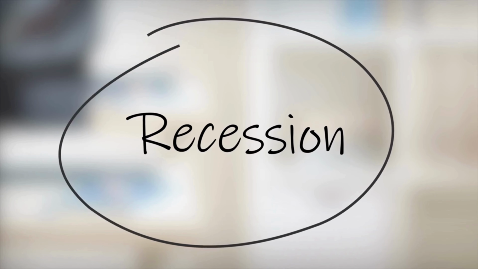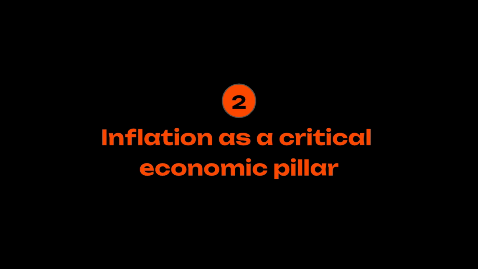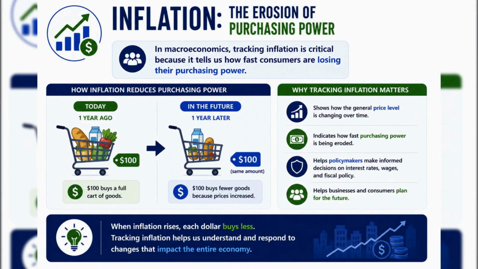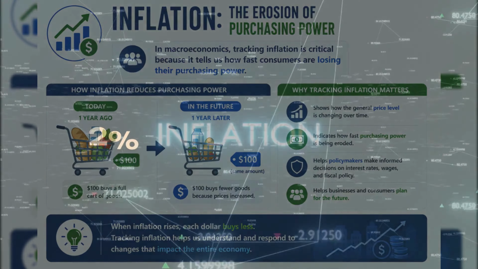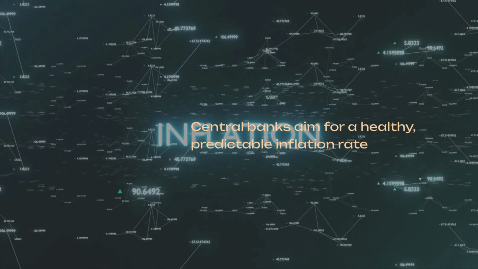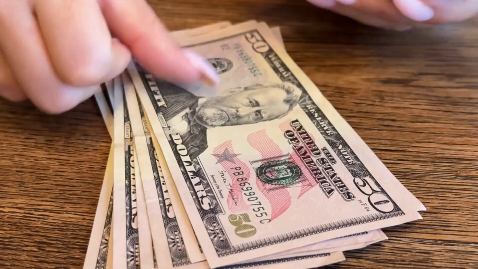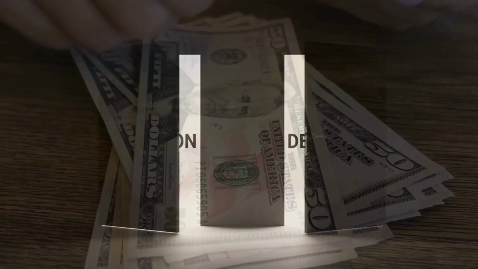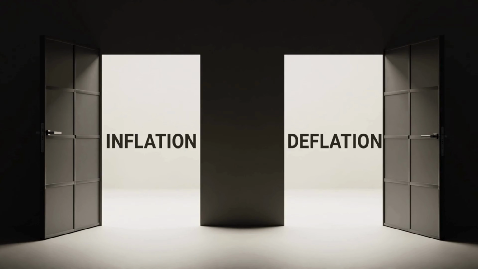The second pillar is inflation, which we defined early in our masterclass as the gradual increase in prices over time. In macroeconomics, tracking inflation is critical because it tells us how fast consumers are losing their purchasing power. Central banks around the world aim for a healthy, predictable inflation rate of around 2% per year. If inflation gets too high, it sparks hyperinflation, making basic survival unaffordable. If it drops below zero, it becomes deflation, which can cause consumers to stop spending entirely as they wait for lower prices, grinding the economy to a halt.